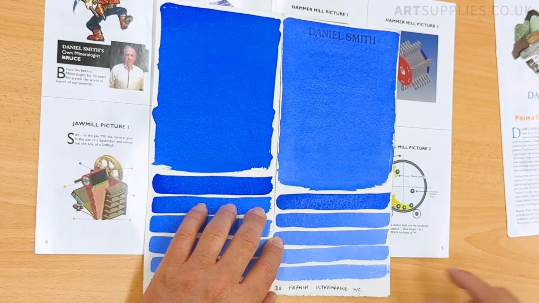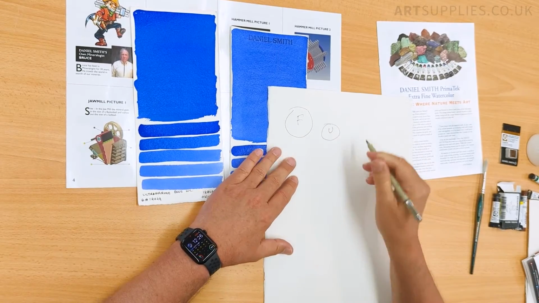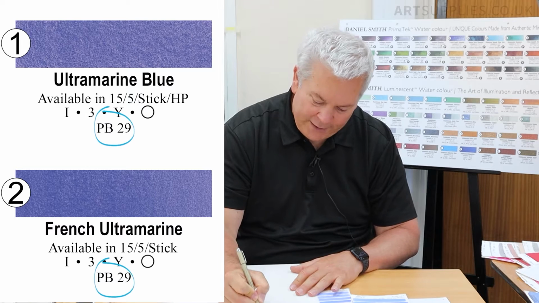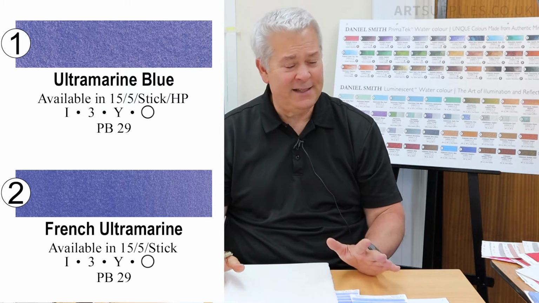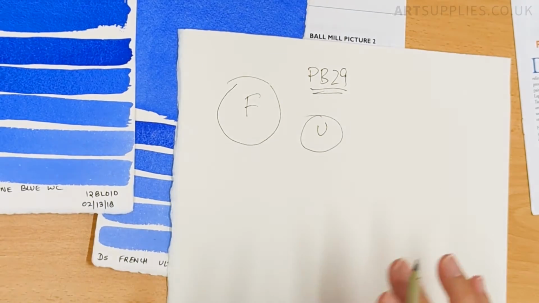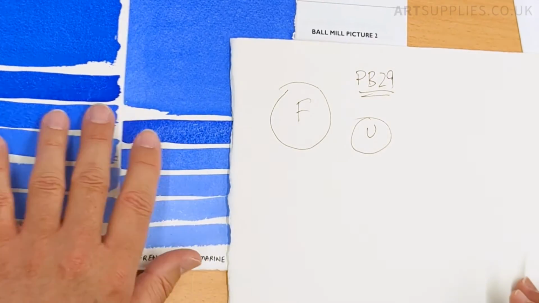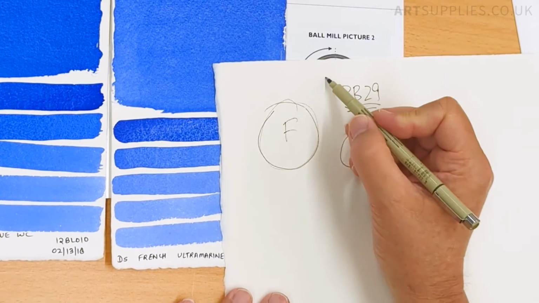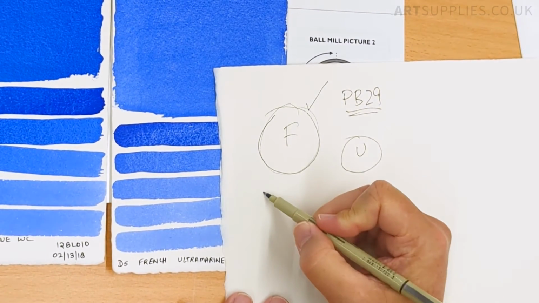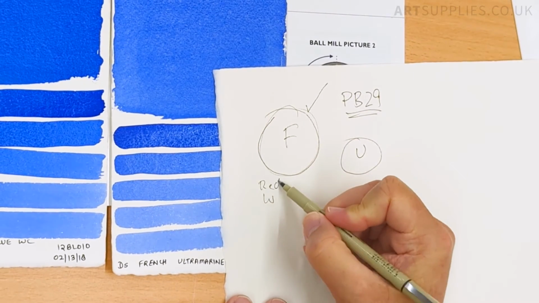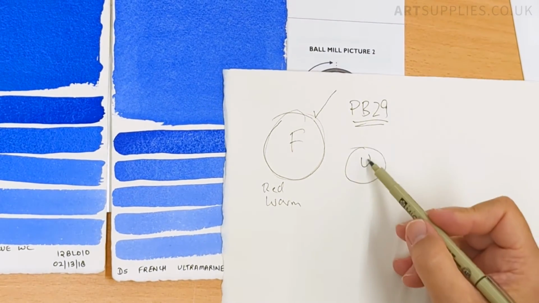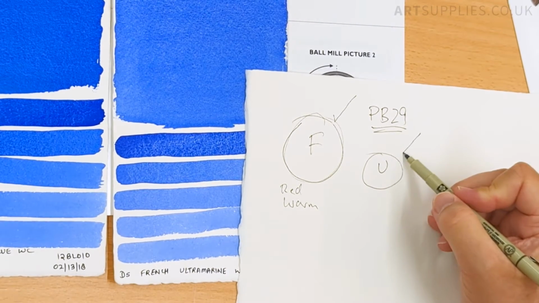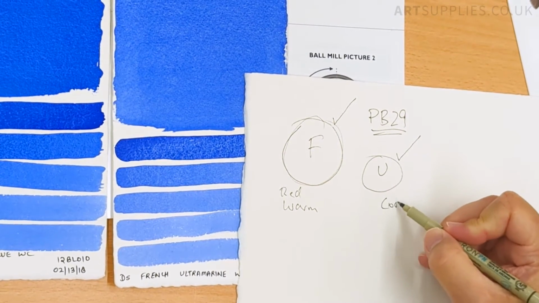I'm often asked, so what's the difference between French ultramarine and ultramarine? These are both PB29, pigment blue number 29. They are exactly the same. Not close, they are exactly the same. The difference is the particle size. French ultramarine is larger, and when light comes down and hits it, it moves toward the red or the warm. Ultramarine is smaller, and when light hits it, it moves toward the cool or the green.